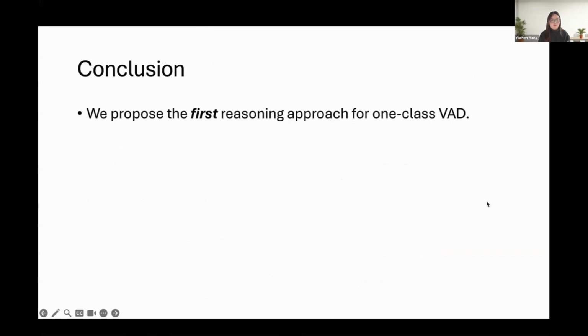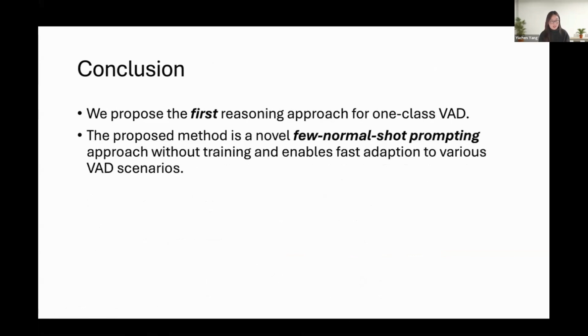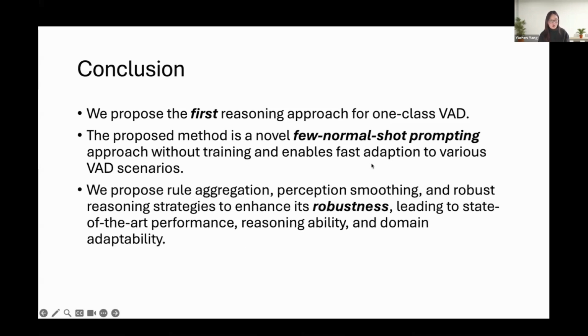In the conclusion, we propose the first reasoning approach for one class VAD. The proposed method is a novel few-shot normal prompting approach without any training and without fine tuning, and enables fast adaptation to various VAD scenarios. And we also propose the rule aggregation, perception smoothing, and robust reasoning strategies to enhance robustness, leading to state-of-the-art performance.